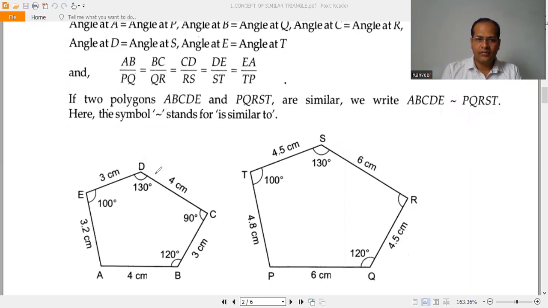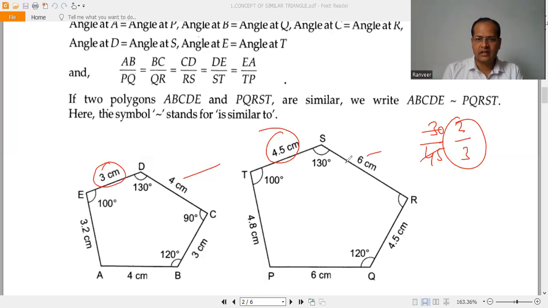Now first of all, we have to check these two polygons, which have 5 sides, whether they are similar or not. So here 3 centimeter, here 4.5 centimeter. So this value is 3 divided by 4.5, so we can write this is 2 by 3. 4 and 6, 2 by 3. 3 and 4.5, 2 by 3. This is also 2 by 3. But what about 3.2 divided by 4.8?